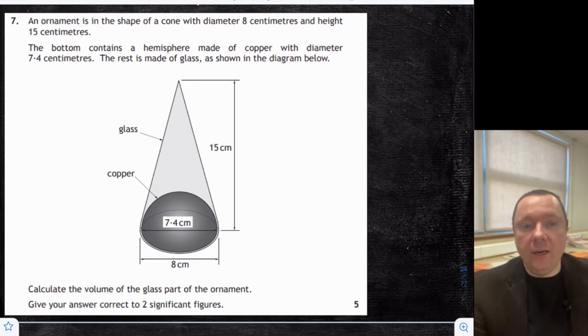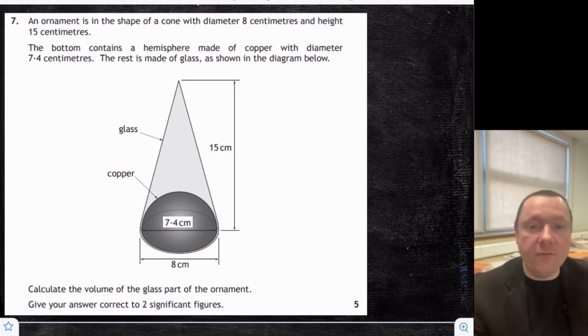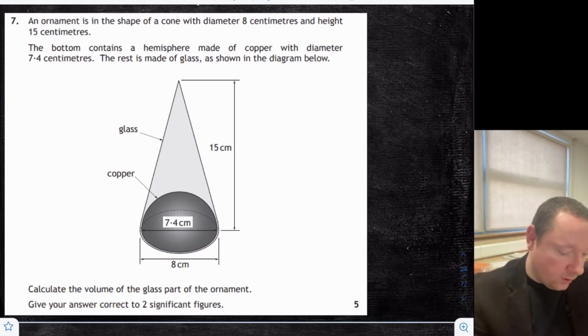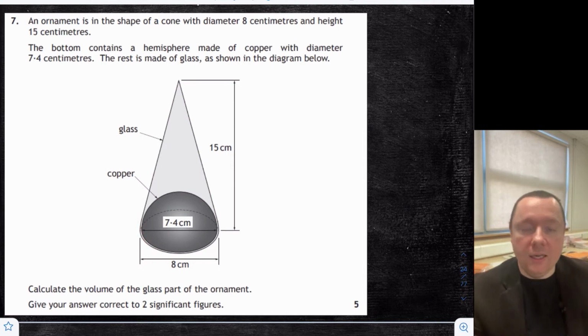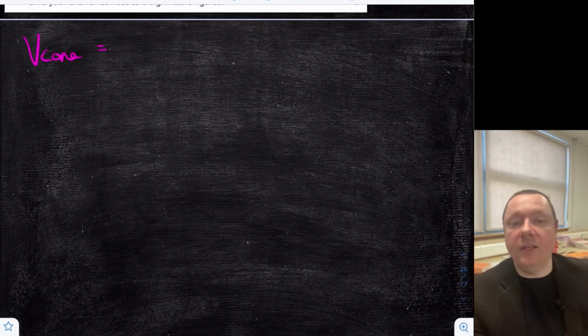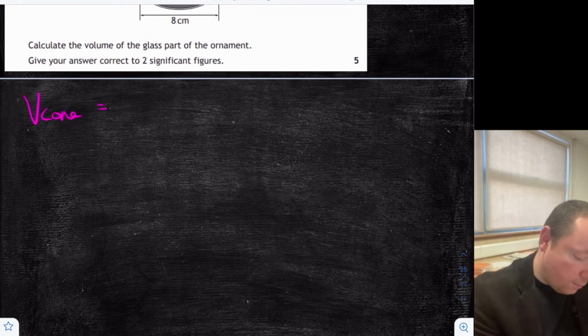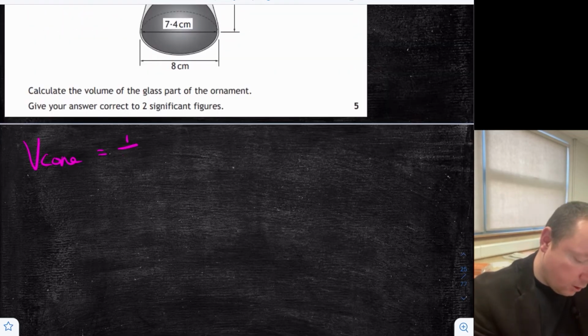So we need to work out the volume of the cone, then the volume of the hemisphere, and take that away to get whatever's left in the glass bit, because the glass bit only goes up to here, it's not the full cone. So let's start with that. So for our cone, we go to the start of the exam paper and write down the formula for the volume of a cone, which, remind you, is 1/3 pi r squared times h.